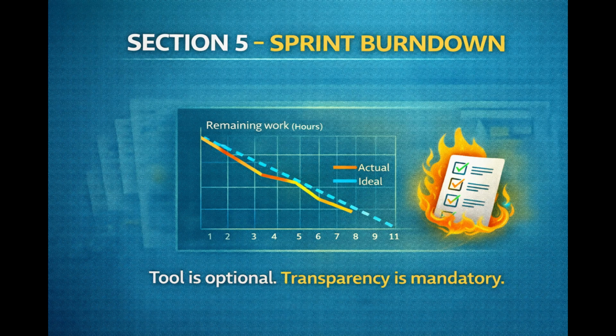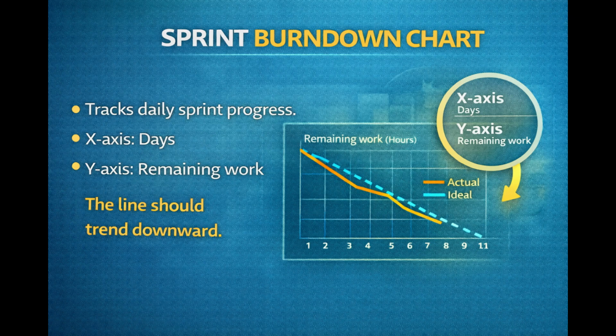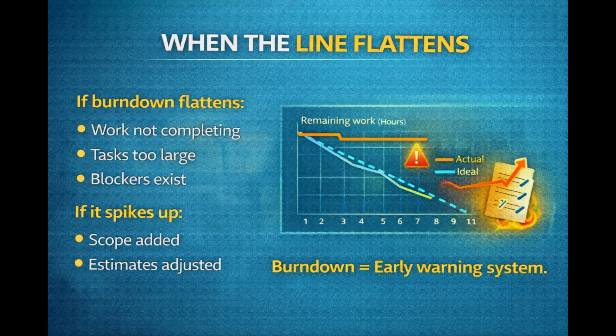Section 5. Sprint Burndown. Now we measure progress inside the sprint. The sprint burndown chart tracks remaining work. On the horizontal axis, days in the sprint. On the vertical axis, work remaining. Each day, the line should trend downward, toward zero. Warning signals. If the line flattens, work isn't completing. If the line spikes upward, scope was added or estimates changed. The burndown is not for blame, it's an early warning system.